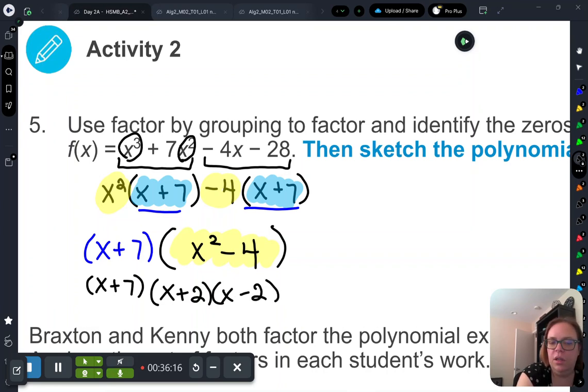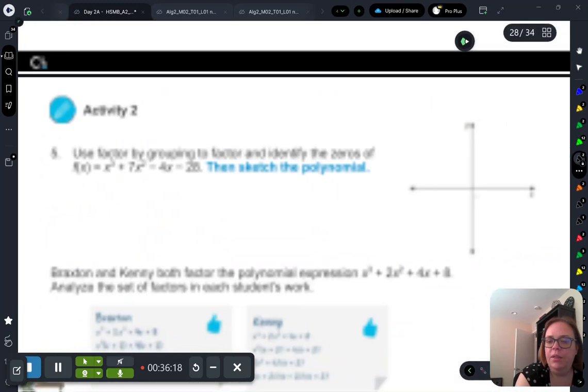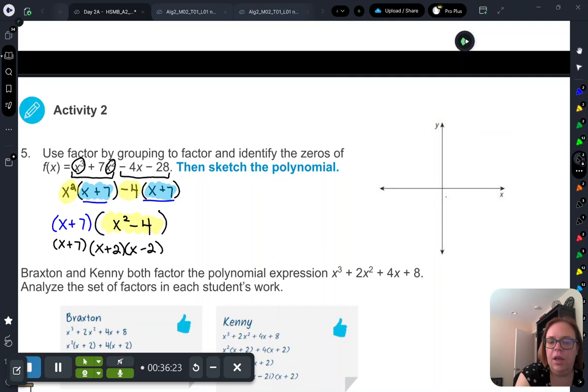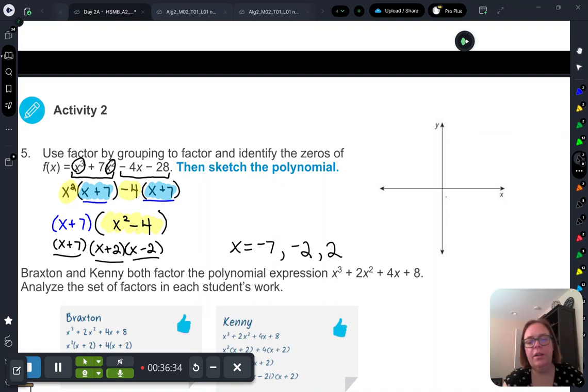Okay, then we can sketch polynomials. We can put the zeros. I'm going to do these in my head. My zeros are negative 7, negative 2, positive 2. If you're wondering how I'm doing that so quickly, I'm just asking myself, what can you plug in that gives you 0? It's the opposite. So then you do 2, negative 2, negative 7.